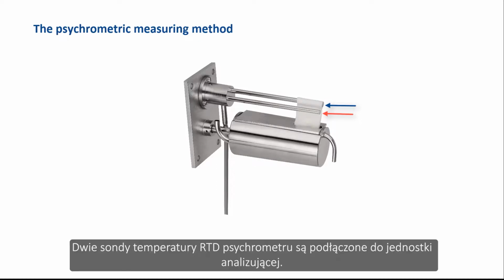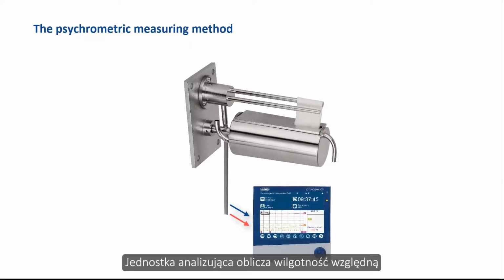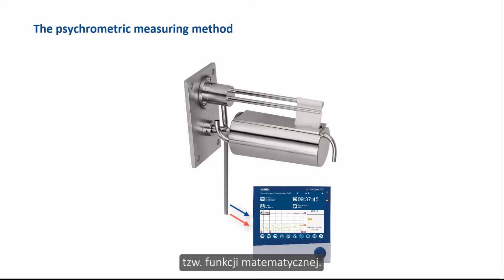The two RTD temperature probes of the psychrometer are connected to an evaluation unit. The evaluation unit calculates the relative humidity from the dry bulb temperature and the psychrometric difference. In humidity devices, this is done with the aid of a so-called math function.